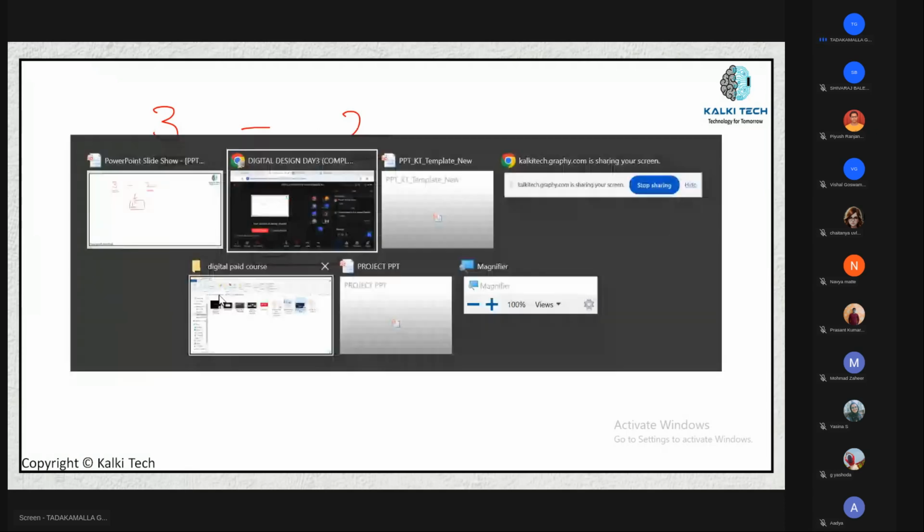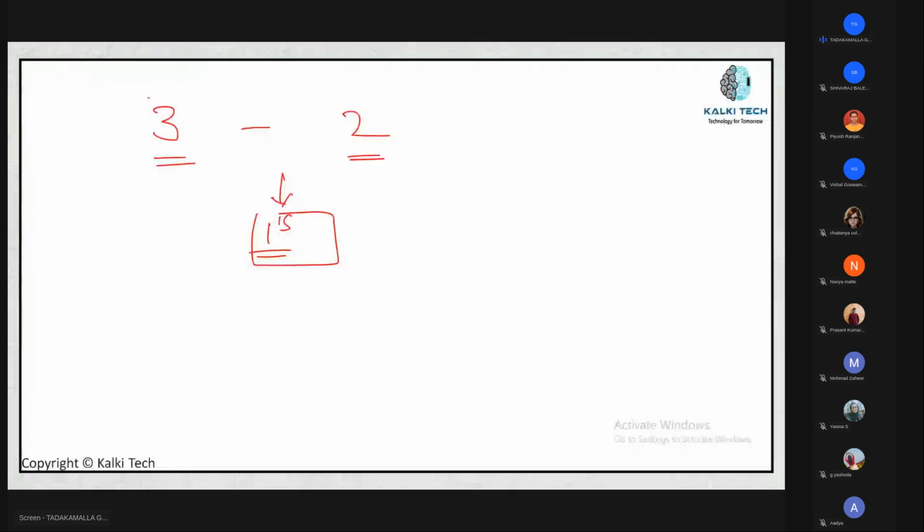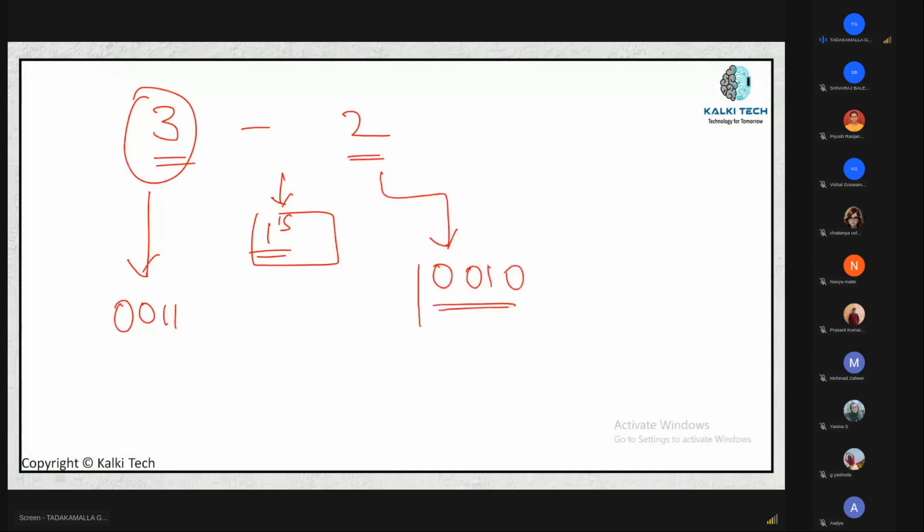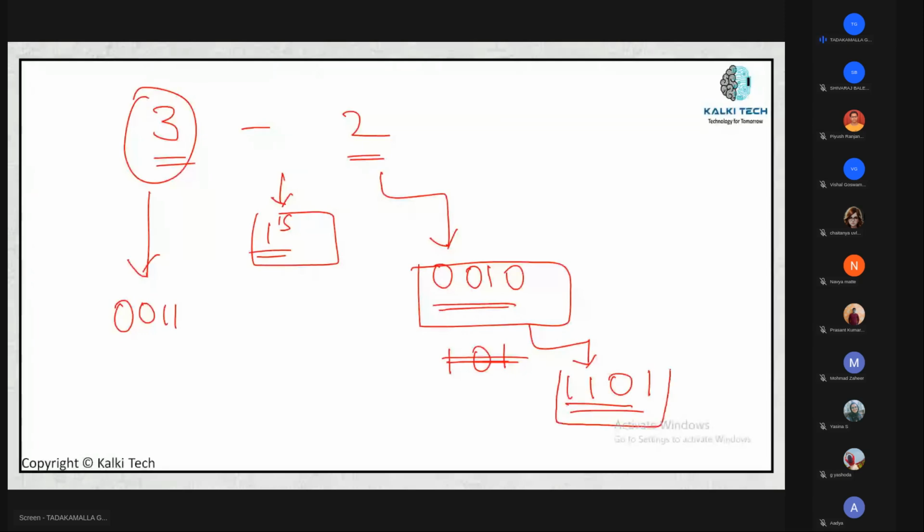Just simply represent this 3 in normal representation, that is 0011. And this 2 is 0010. Now perform one's complement on this 2 because we have a negative symbol on it. So we get 1101. We have performed one's complement on this number and we have left 3 as it is.